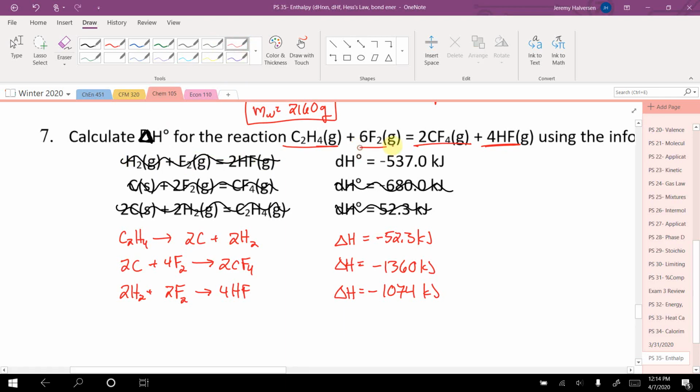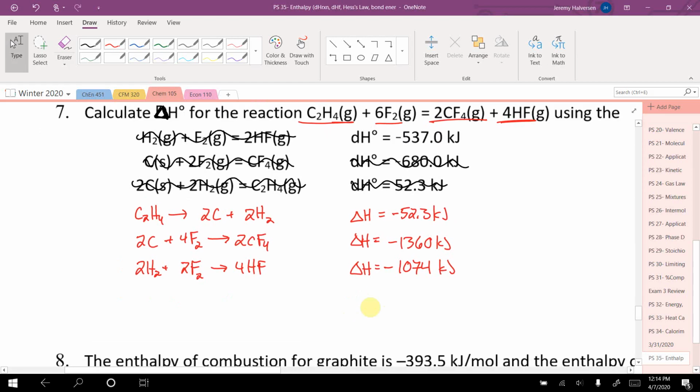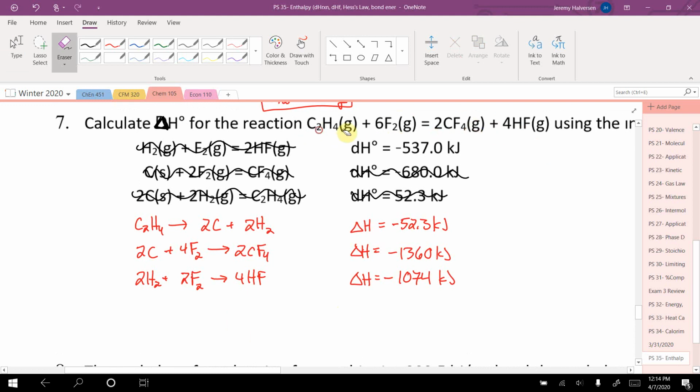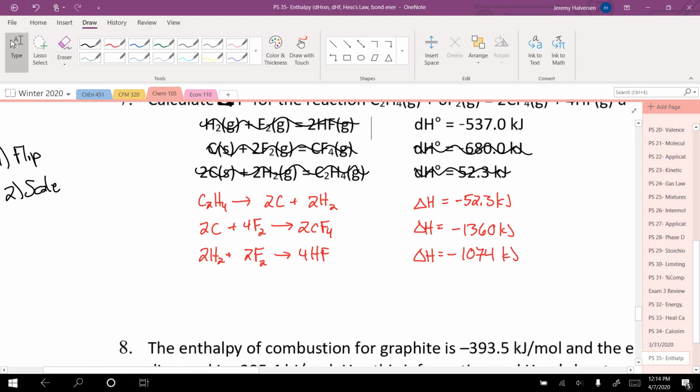And you can see now I needed my 6 F2s. Now I've got my 6 F2s on the left. So they took care of themselves as I manipulated other things. Okay, so now we've got to check, because why we were doing this is to get these 3 equations to add up to that one. So let's see if it does. I'm going to write all my reactants going to all my products. C2H4 plus 2 carbon plus 4F2 plus 2H2 plus another 2 fluorines, so 6 F2, goes to 2 carbons plus 2H2 plus 2 CF4 plus 4HF.